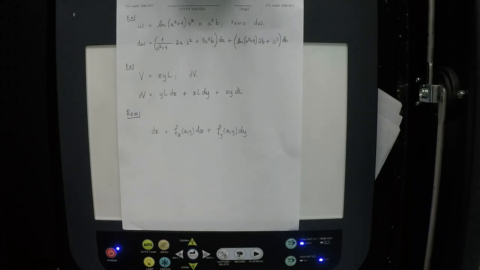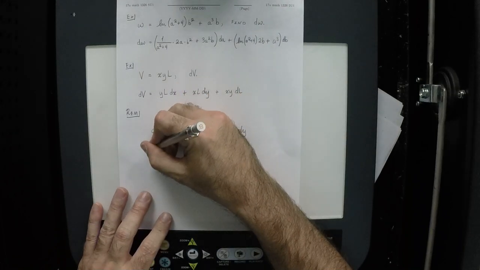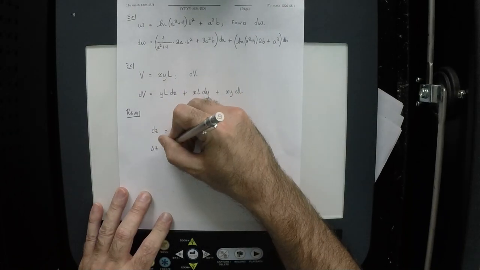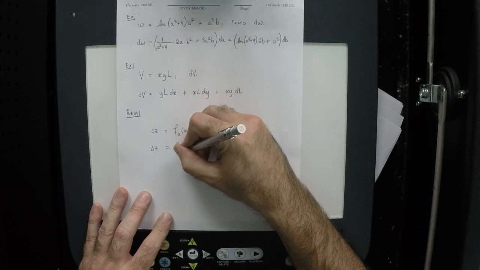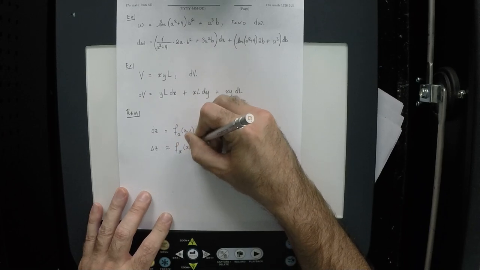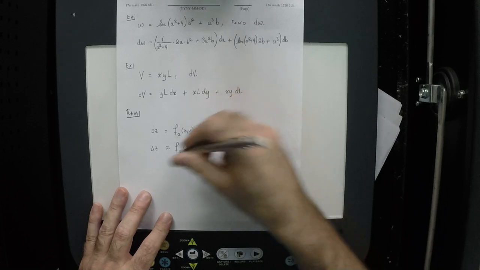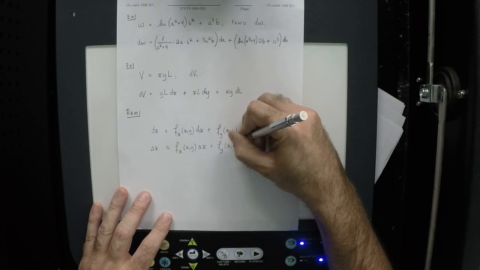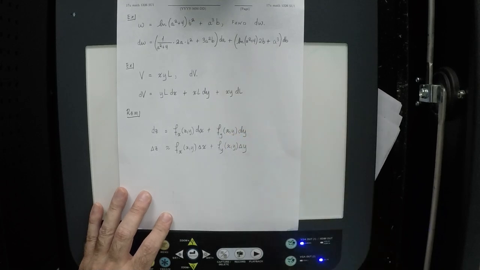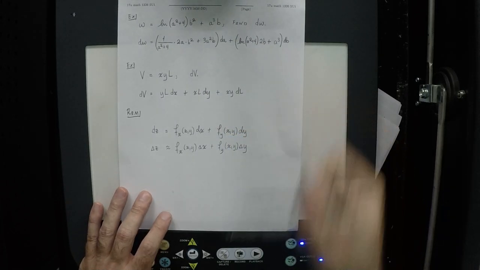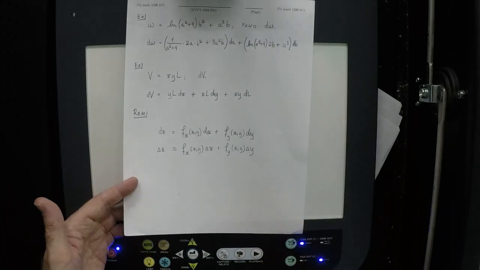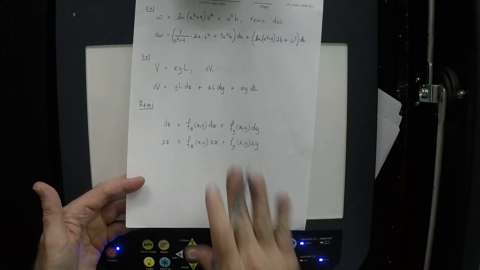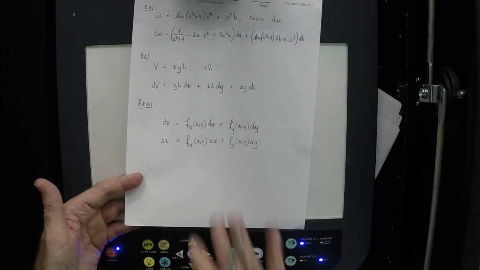It's the same bad joke, or good joke, in reverse. Right, the d's become deltas. So delta z is approximately that part plus this part. So this is the differential, and this is the approximation. Okay, so now that we have that, I could now ask a question.